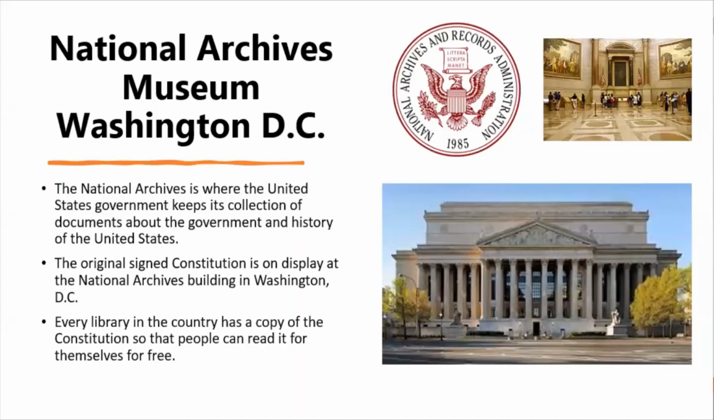National Archives Museum, Washington, D.C. The National Archives is where the United States government keeps its collection of documents about the government and history of the United States. The original signed Constitution is on display at the National Archives building in Washington, D.C. Also, every library in the country has a copy of the Constitution so that people can read it for themselves for free.